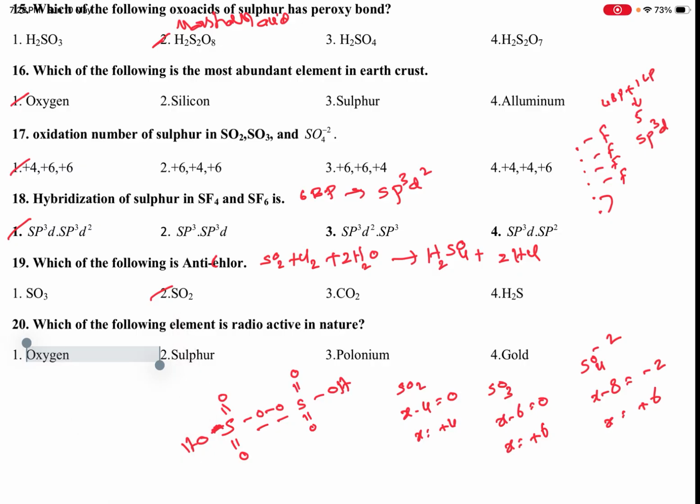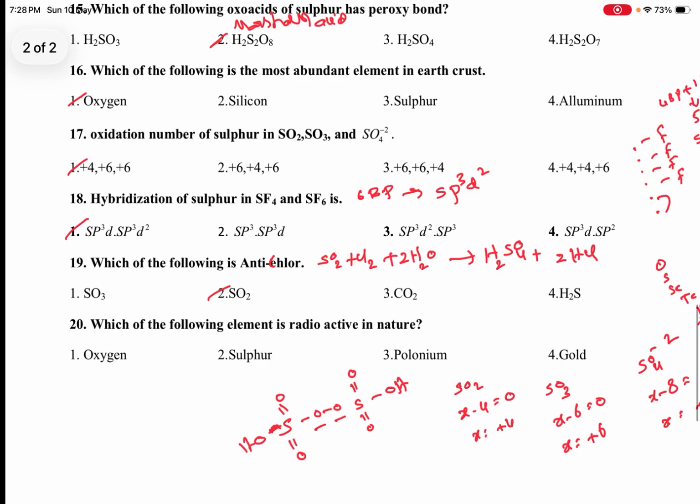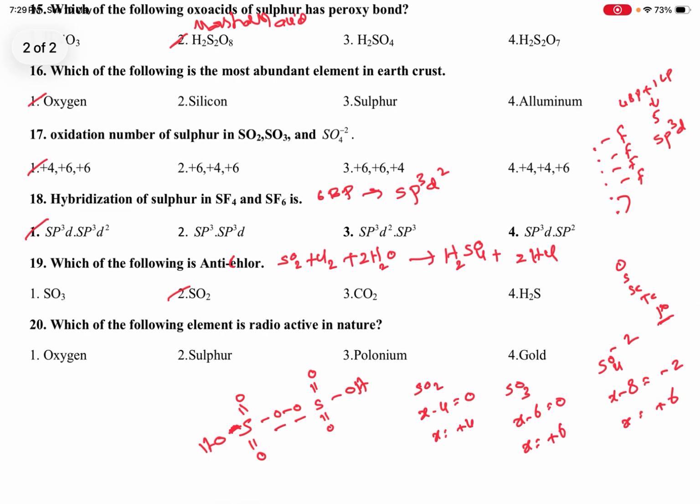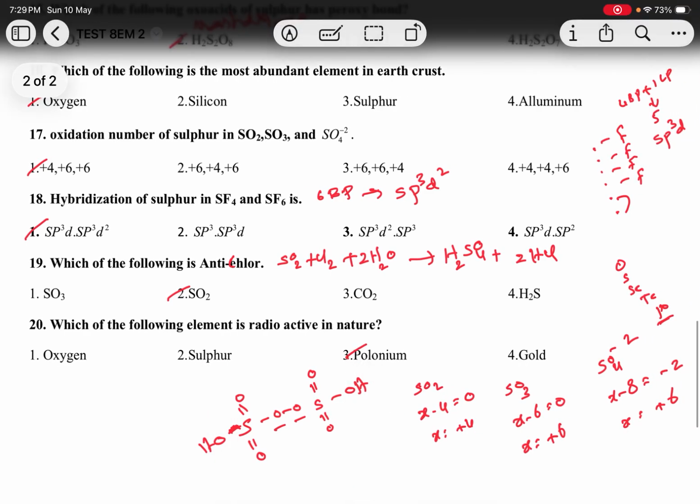Next, 20th one. Which of the following elements is radioactive in nature? Group 16 elements: oxygen, sulfur, selenium, tellurium, polonium. The last element is the radioactive element, that is polonium. First one is oxygen, second sulfur, third polonium, fourth gold. So polonium is the correct one.